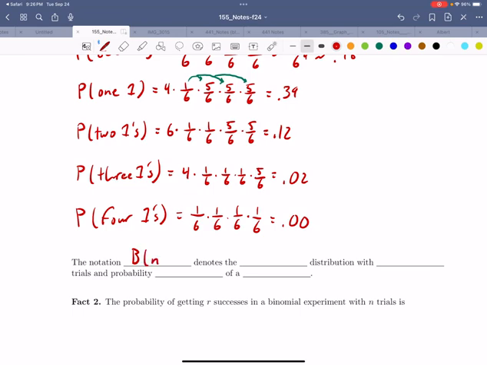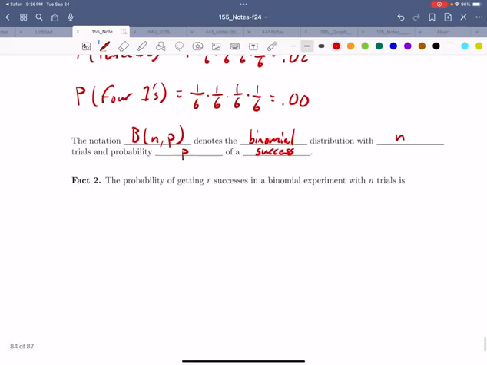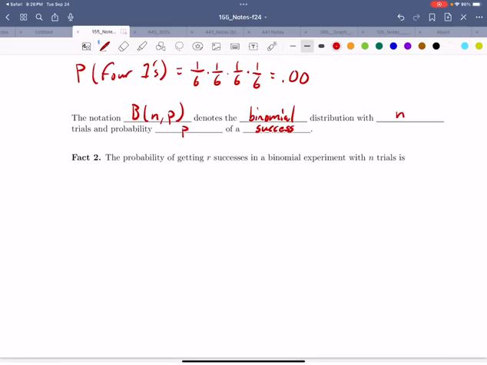The notation B(n, p) denotes the binomial distribution with n trials and probability p of a success, right? The probability of getting r successes in a binomial experiment with n trials, and I should also say with probability of a success equaling little p, is, all right, this probability of r successes, actually maybe write it a little bigger.